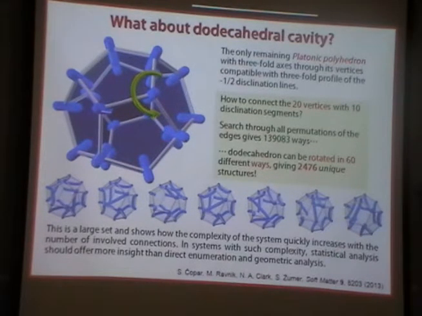This is the only remaining platonic polyhedron which has a threefold symmetry axis and is therefore compatible with this kind of disclinations. And the question is how many ways you can connect the disclination segments inside the dodecahedron. You can see that this is a really big number, almost 2,500 unique structures which you can obtain in this case. This is just to show you how complexity in the system can quickly grow with the number of involved connections.